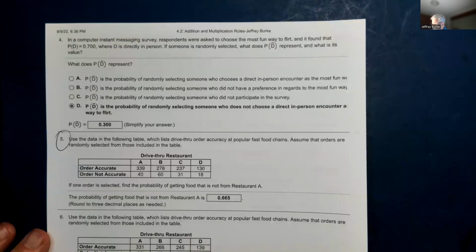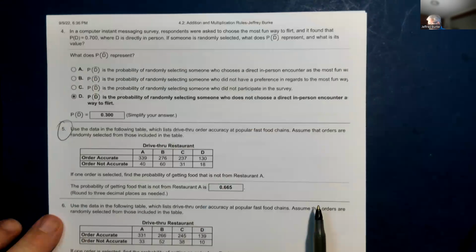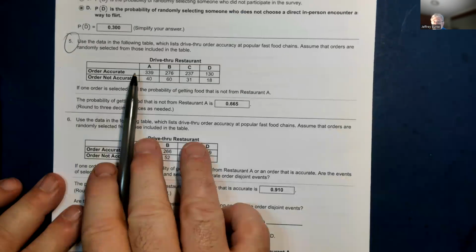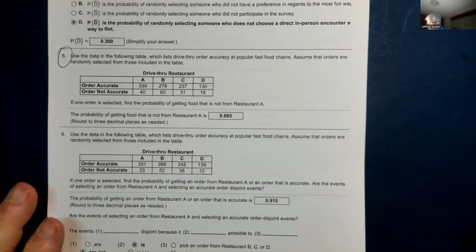Let's take a look at number 4. In a computer, instant messaging. Oh, sorry, not number 4. I wasn't going to go over that one. I want to go through a few of these with tables because we're going to take a look at the addition rule with a table, which is a little different than other problems that you probably would consider.